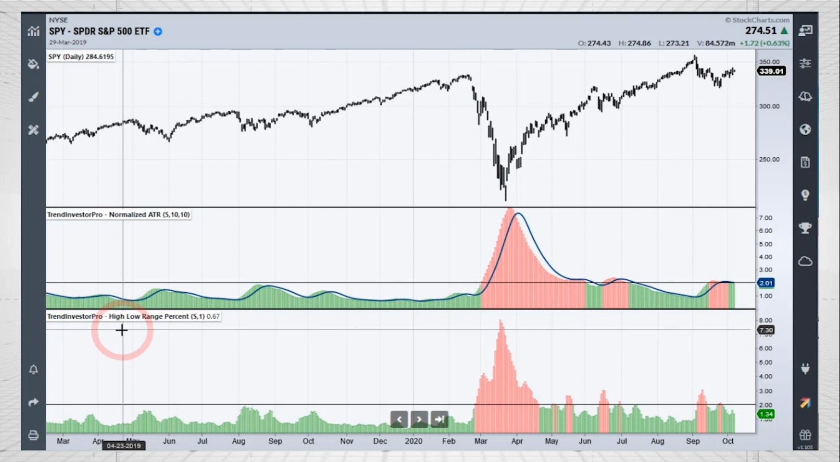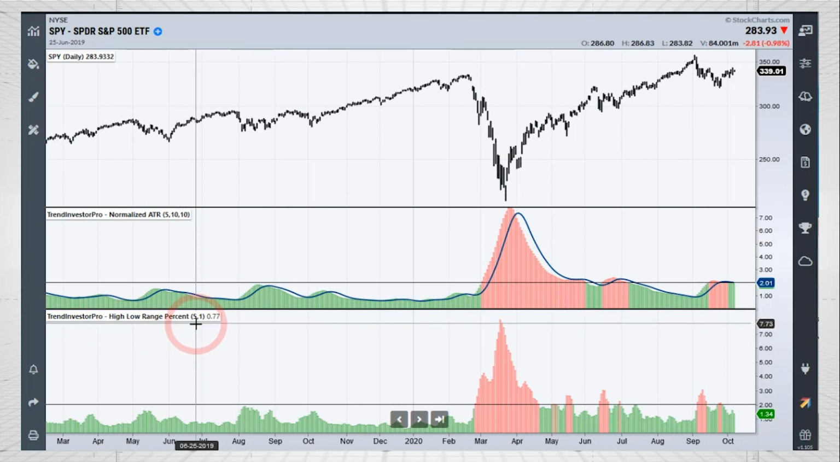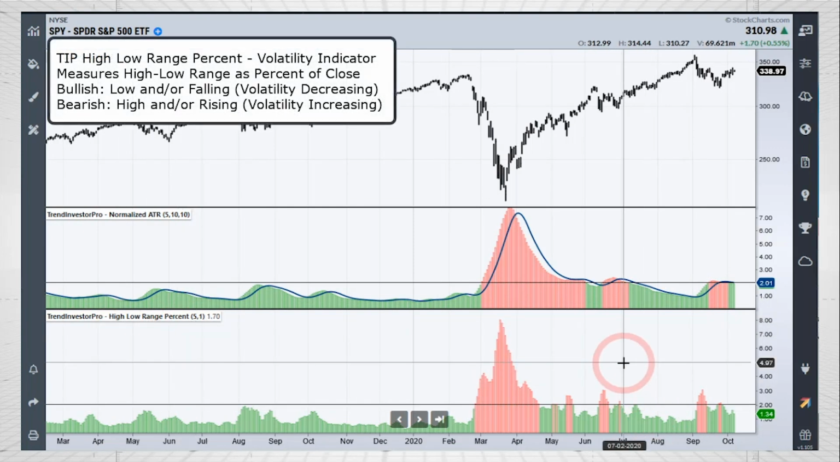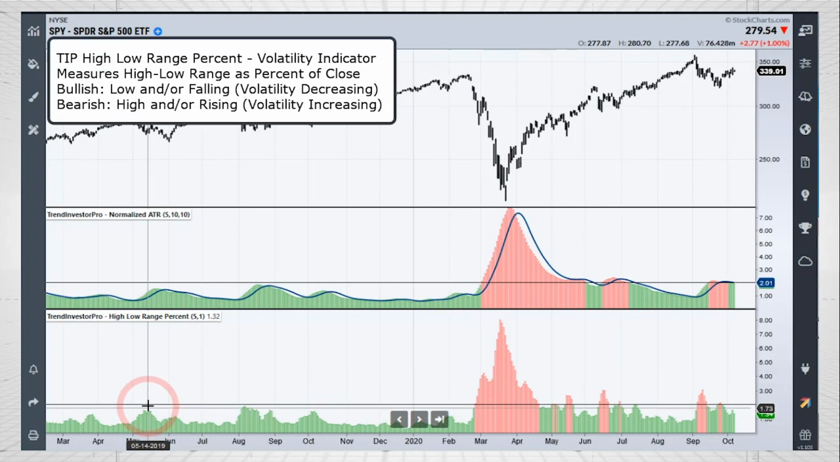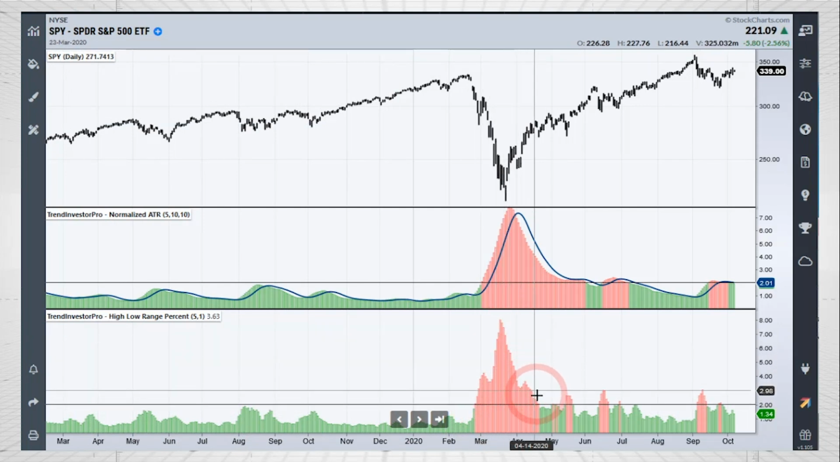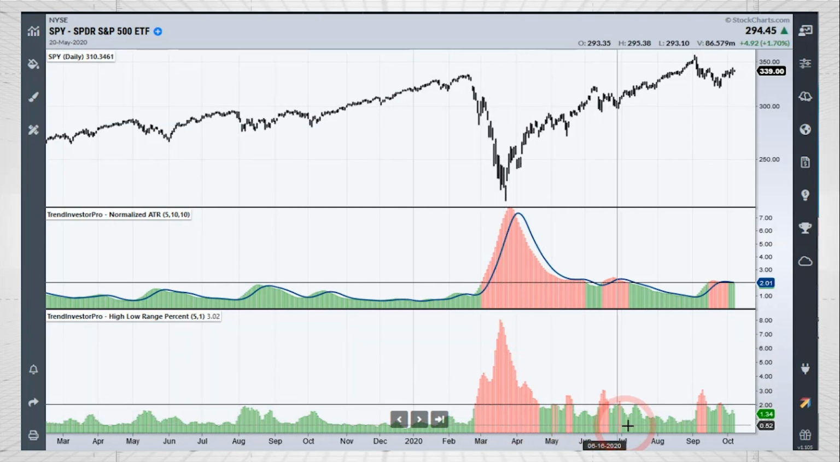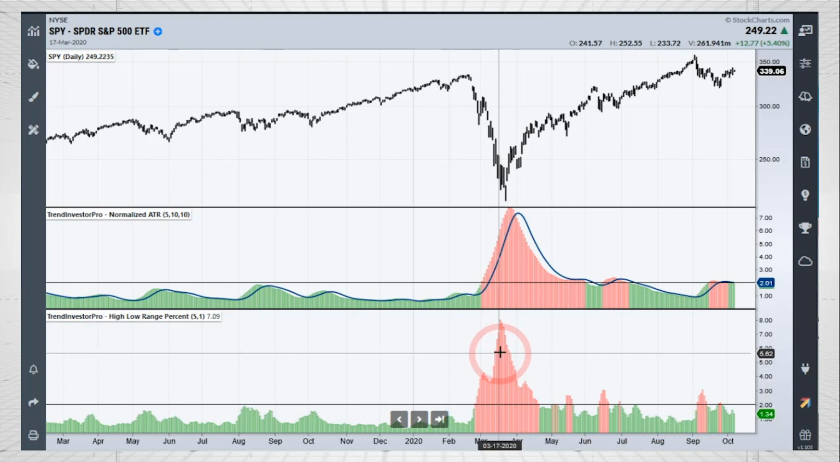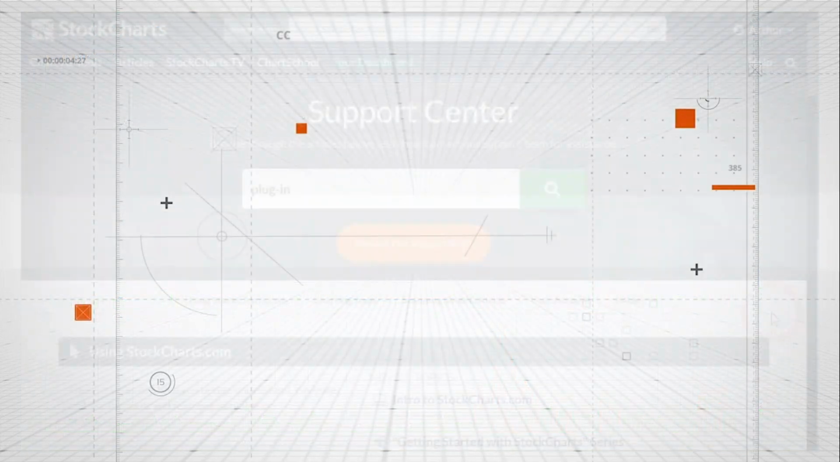And then the other one is high-low range percent. It's 5 periods, and it's the high minus the low divided by the close. That's the range. And there you can see we've got a line at 2 and pretty much low volatility up until that surge there in late February and March. And then it came back down, and it's been on and off, but mostly low, especially in this period. And when volatility is low, that is a bullish condition. But when volatility shoots up, that is a bearish condition.